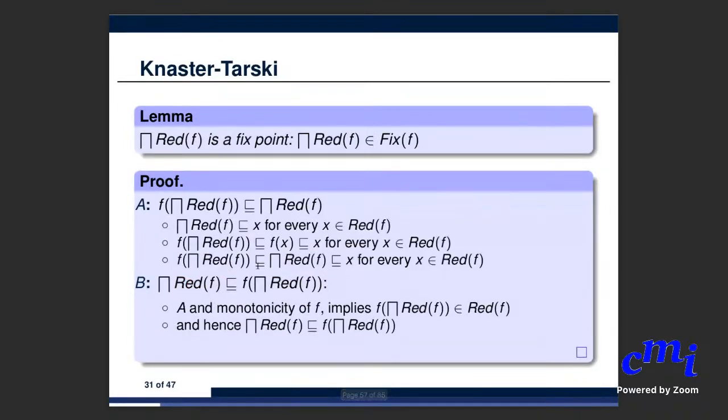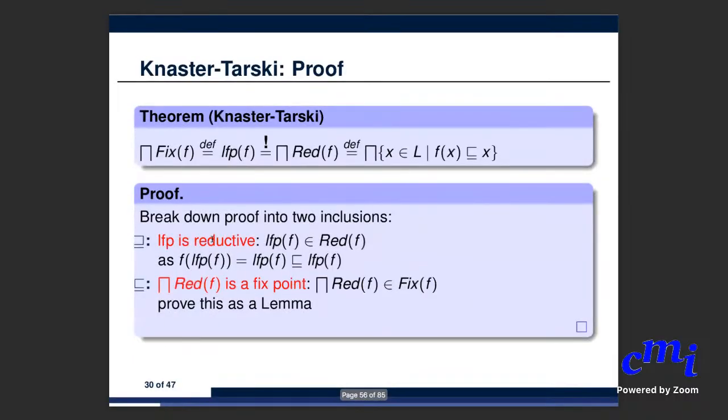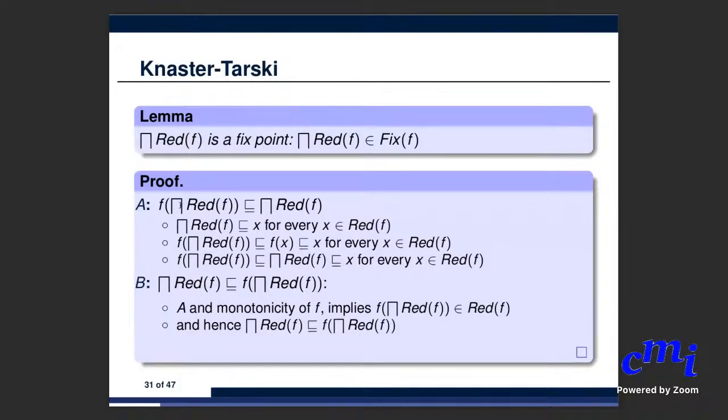And that's what is shown here. Okay, so the first part shows that F of the greatest lower bound of the entire set, when you apply F, is less than or equal to that. And then this one shows the other direction, and because of anti-symmetry, this becomes equal.